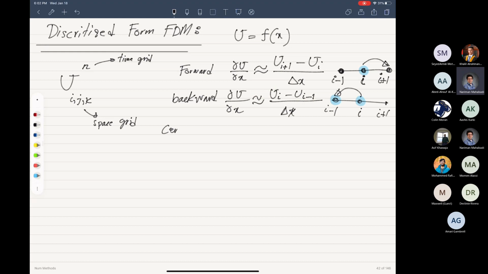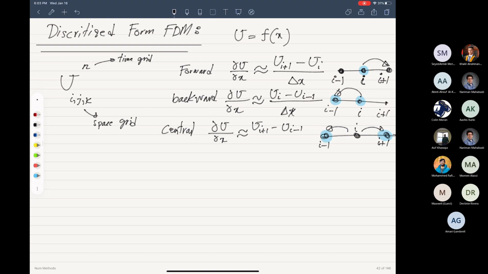And we have a central. So my derivative with respect to x is going to be, this is my current point, right? And I'm going to use both i plus 1 and i minus 1 to approximate the derivative of my unknown function at i, right? So my approximation is going to be u at i plus 1 minus u at i minus 1, right?